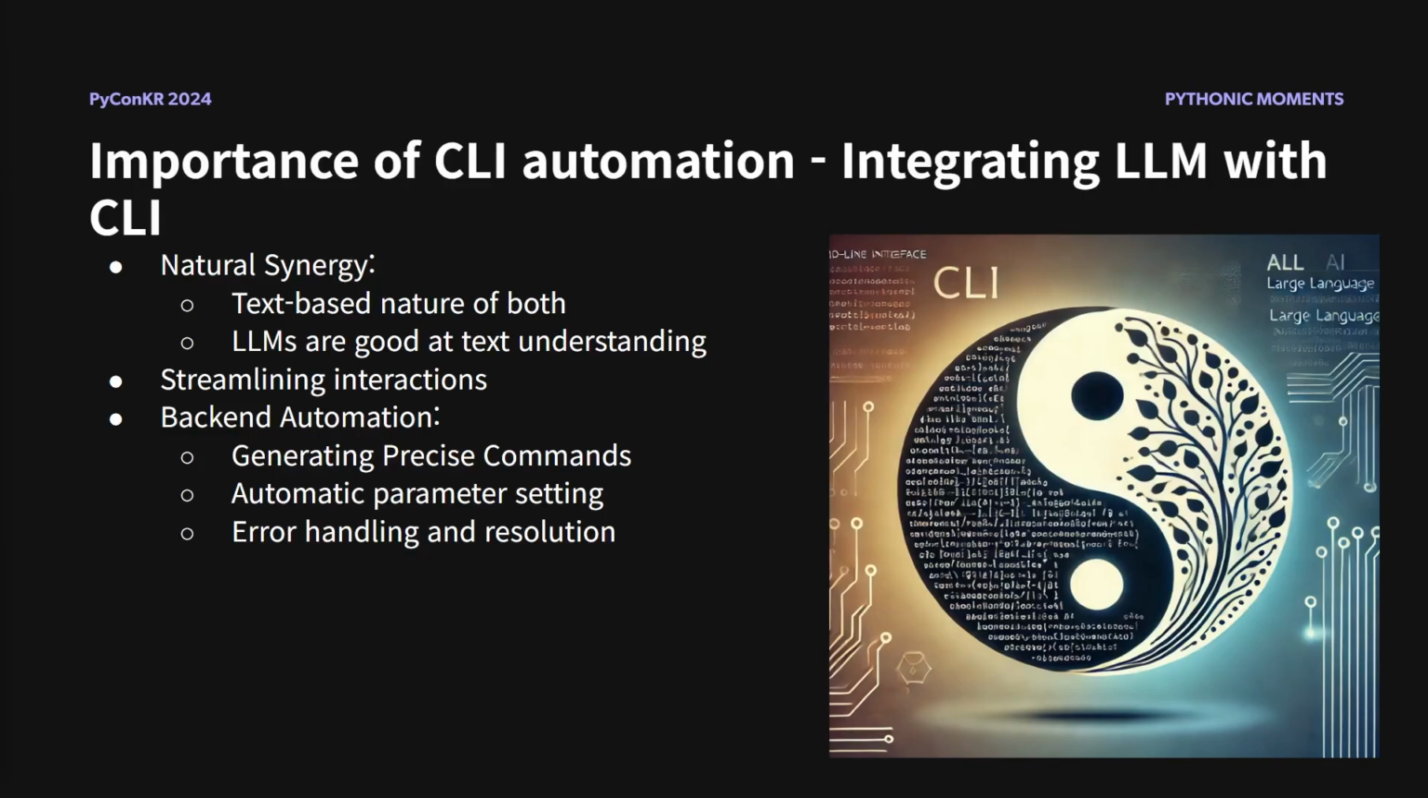Now let's look at why integrating language models with CLI is important. First, there is a natural synergy between them because they are both text-based. Language models excel at understanding text, which makes streamlining interaction easier. With automation, users can give simple text commands and get the system to do complex tasks. On the backend side, language models can help generate precise commands with automated inputting, setting parameters, and handling errors.